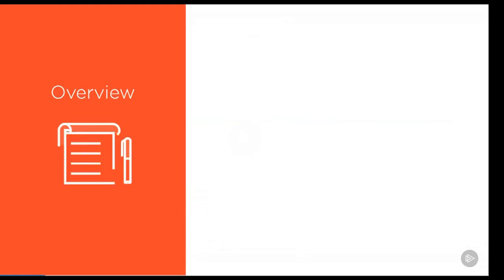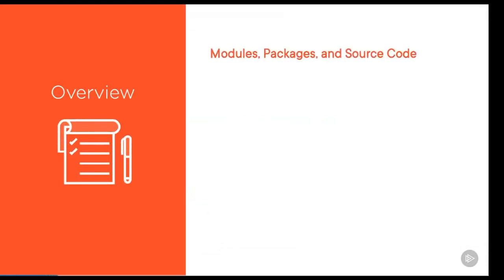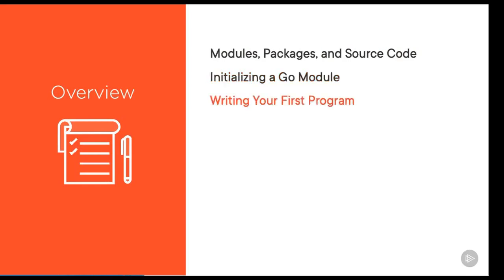We'll start the ball rolling with an overview of Go modules, packages, and source code files. Then we'll roll our sleeves up and get our hands on. We'll start out by creating a workspace and initializing a Go module, and then we'll start writing our first program. And it's okay if some of this is jargon. We're about to demystify it.